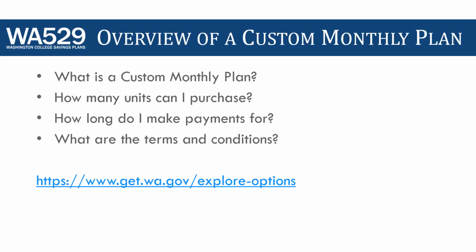Custom monthly payment plans are assessed a finance charge that is compounded over the length of a contract. Also, you have the option to buy lump sum units at any time on your custom monthly plan. You can find additional information under the Explore Options page on the website at get.wa.gov/explore-options.